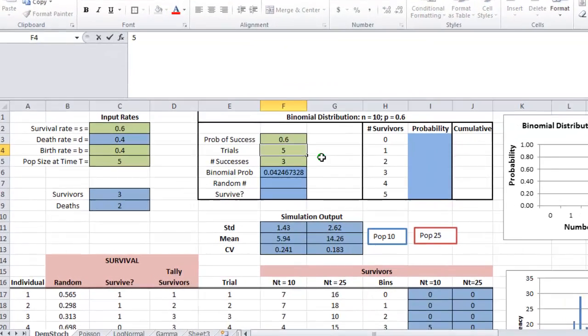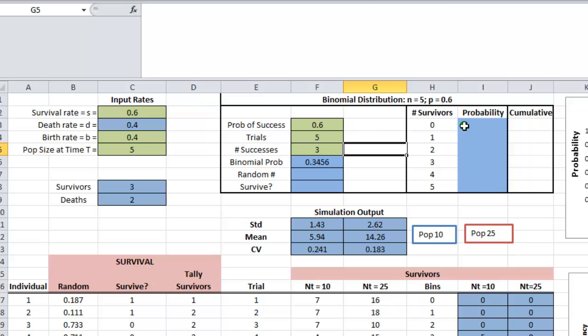We can graph the binomial distribution, and we're going to use this portion of the spreadsheet to do that. So we're going to keep our number of trials to 5, and remember these represent 5 individuals in the population. And here we're going to ask, what is the binomial probability of observing 0 out of 5 survivors, given the probability of survival is 0.6?